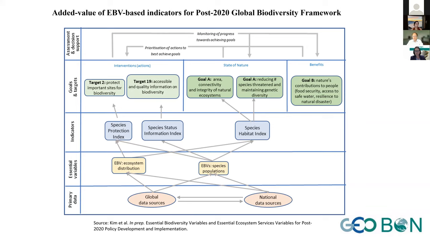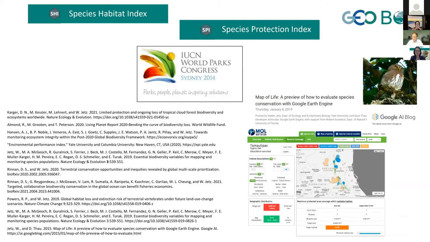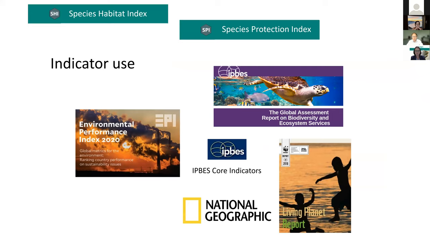So these two indicators that we're talking about today have been around for a while. The maps, the process, even the infrastructure, including that screenshot below, were introduced in 2014 at the IUCN World Parks Congress, and then saw an initial pickup through Google. So this was initially developed and is still ongoingly supported by Google and a whole range of other partners across the world, and has provided for a whole range of publications over the years. They've also been used in a range of efforts, the Environmental Performance Index and IPBES as core indicators, as well as in several other arenas.